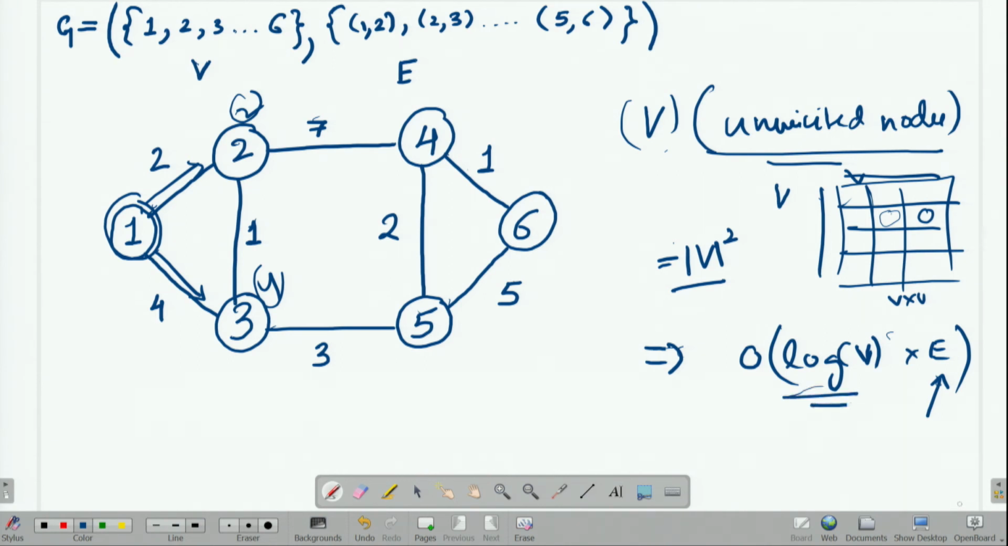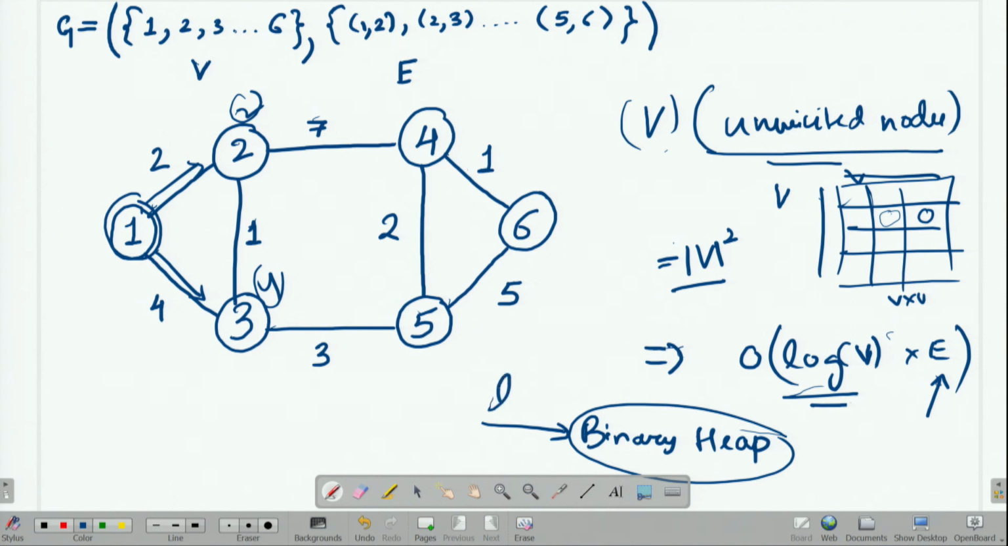This log V comes from the data structure which I just talked about, called a binary heap, which helps you find out the node which is the least distance from the starting node among all the unvisited nodes. Basically, we can just access the binary heap and find out the shortest distance node from that in an order of log n, here n being the number of elements in the binary heap, and in this case n will be equal to V being the number of vertices.